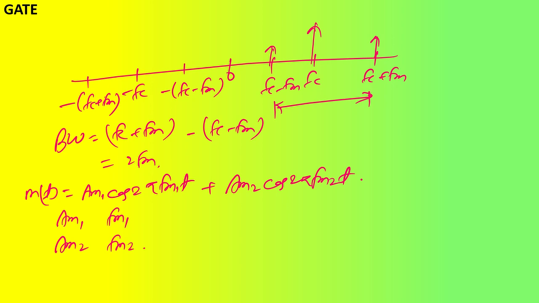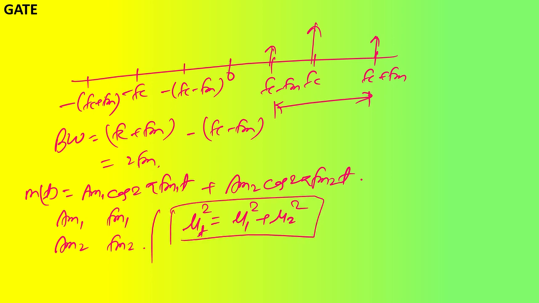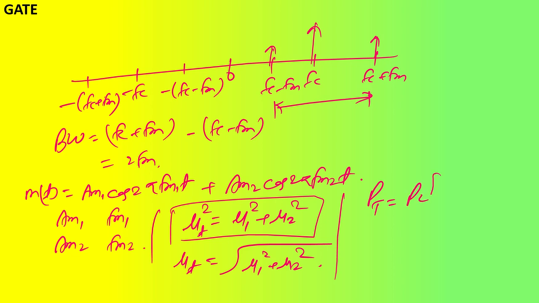In that case, your total modulation index mu t square will become mu1 square plus mu2 square, and if you want to find mu t, that is going to be the square root of mu1 square plus mu2 square. So in that case, the total power of the amplitude modulated signal will become Pc into 1 plus mu t square by 2. So you can remember the same mu square by 2, where mu is nothing but the total modulation index.